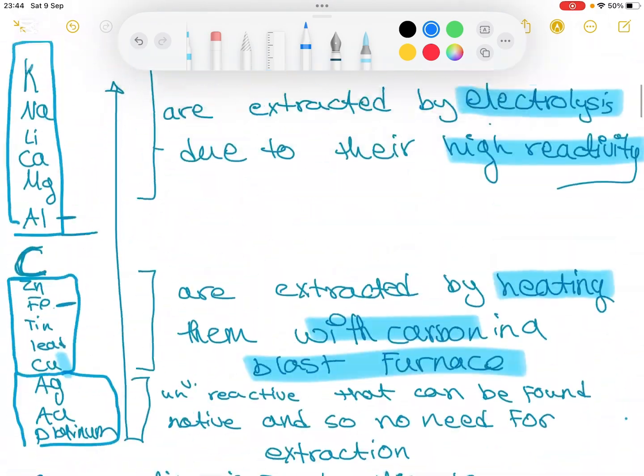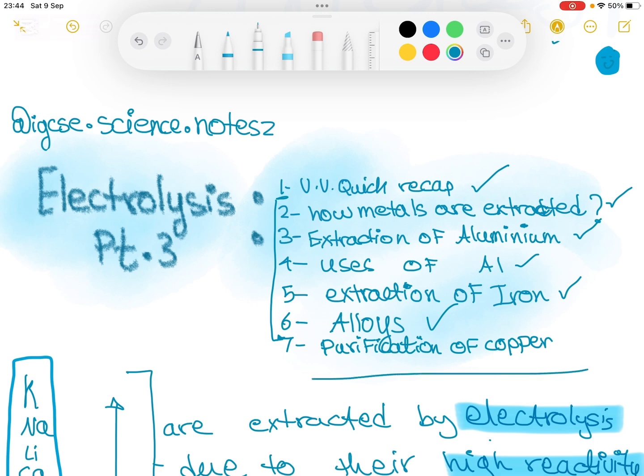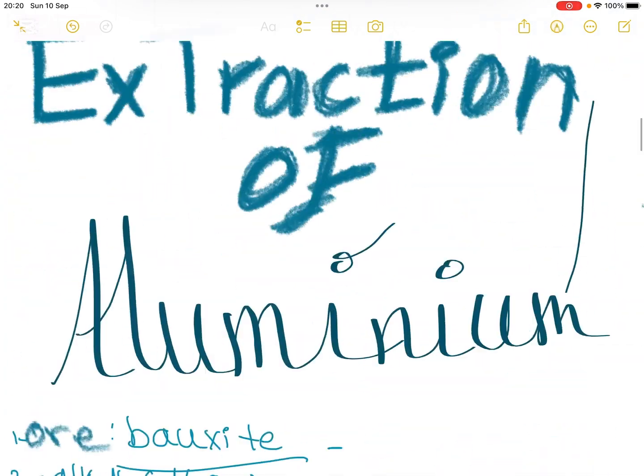We're done with alloys. The only thing left is the purification of copper. Hello friends, we're now having only purification of copper. Basically, it's the electrolysis of copper sulfate solution. Anyways, we call it also purification of copper.